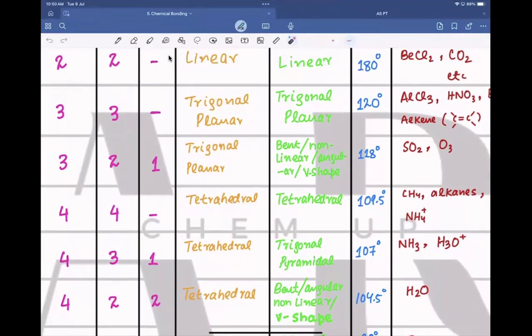Can we think of any other possibility having 4 bond pairs and 1 lone pair? With a total of 4 pairs of electrons, can we make another possibility?